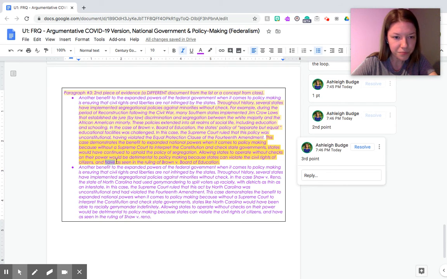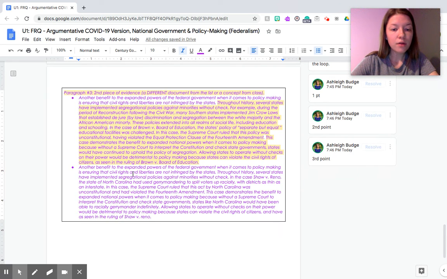have a typo. Sorry, guys. States can violate the civil rights of citizens as seen in the ruling of Brown v. Board of Education. Okay. Now, another example that I have down here was actually a student example, and it's very similar to the one above.